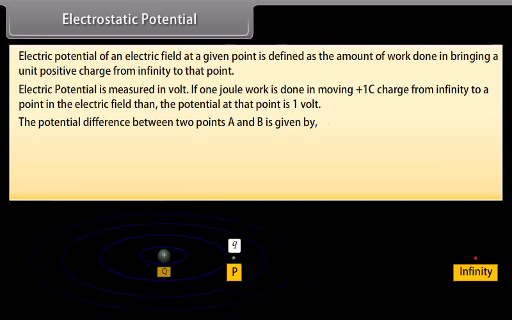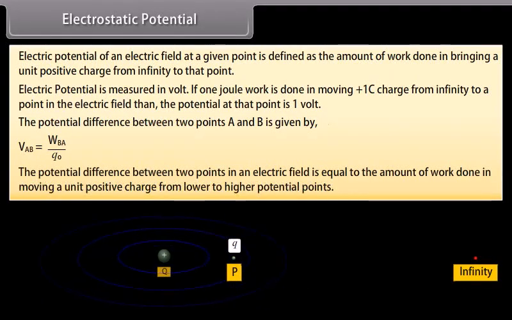The potential difference between 2 points A and B is given by VAB equals WBA upon Q naught. The potential difference between 2 points in an electric field is equal to the amount of work done in moving a unit positive charge from lower to higher potential point.